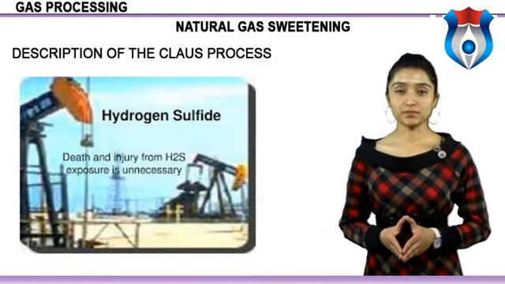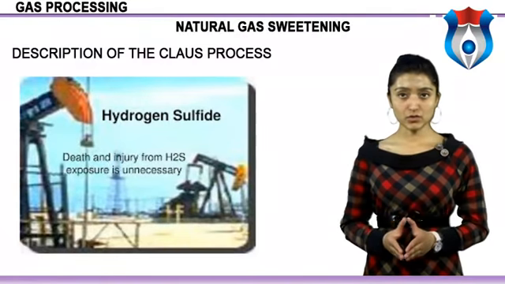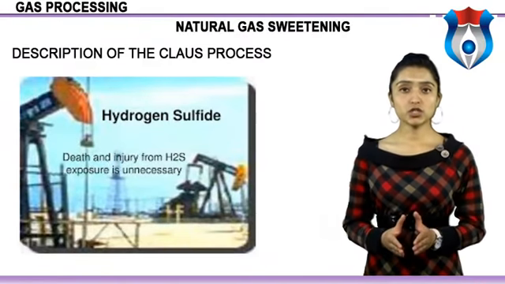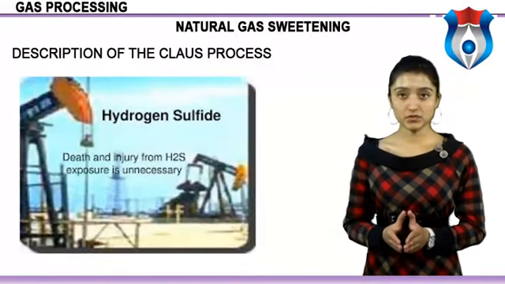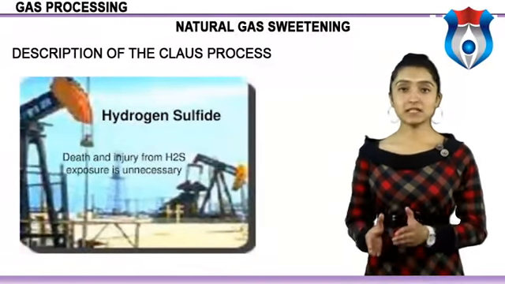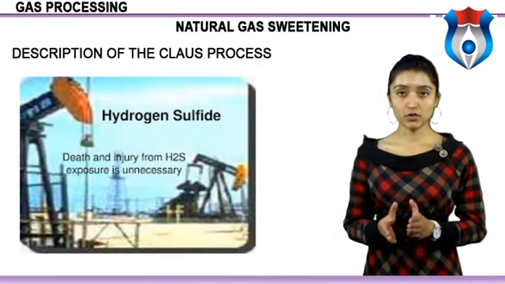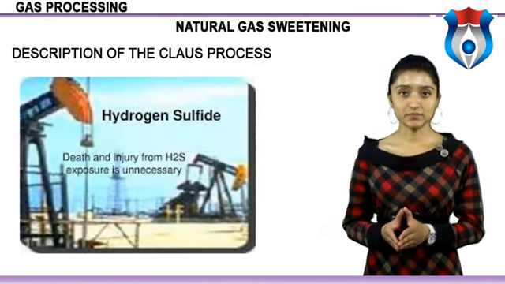Reactor converter: 2H2S plus SO2 gives 2H2O plus 3S. Condenser outlet must be 350 degrees Fahrenheit more than the melting point of S to prevent the formation of solid S.